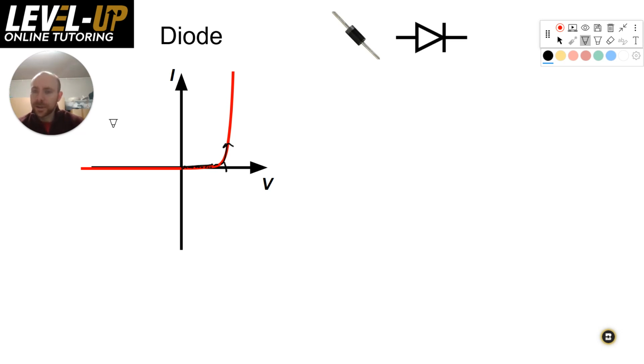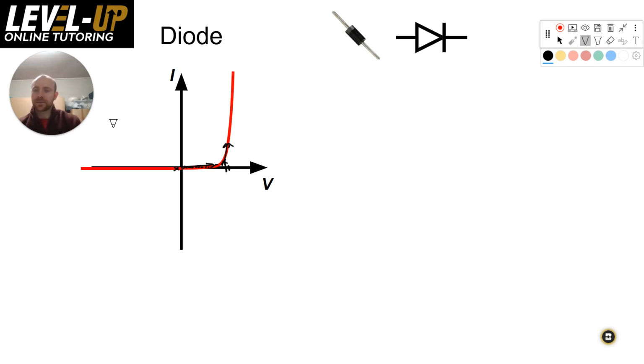In other words, without a particular push, without a large enough push in one direction, no current will flow. In other words, the resistance is effectively infinite. Okay, it's basically an insulator. But once that voltage reaches a certain point, the current is able to flow.